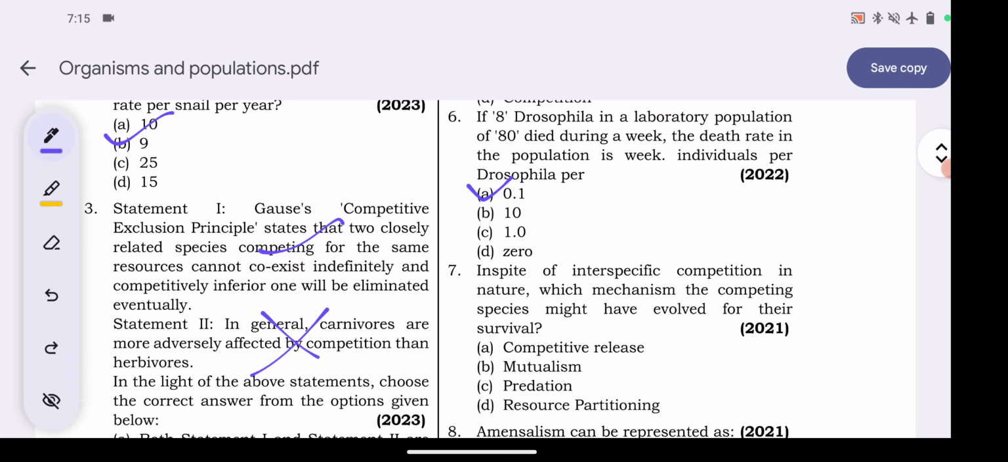Question number 7. In spite of interspecific competition in nature, which mechanism might the competing species have evolved for their survival? Option A, competitive release. Option B, mutualism. Option C, predation. Option D, resource partitioning. So here the answer will be option D, resource partitioning. Explanation: species facing competition might evolve mechanisms that promote coexistence rather than exclusion. One such mechanism is resource partitioning.